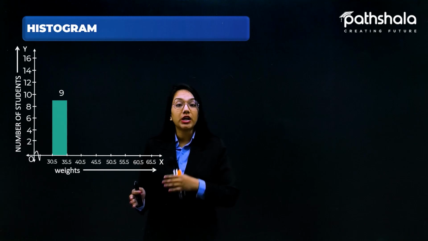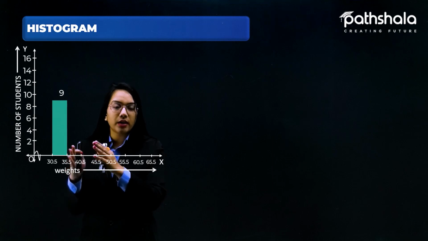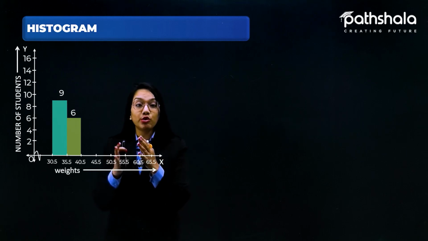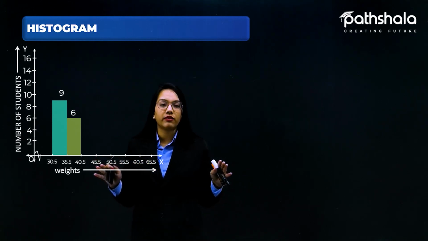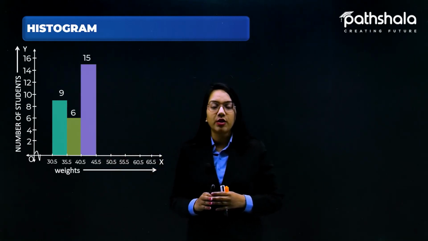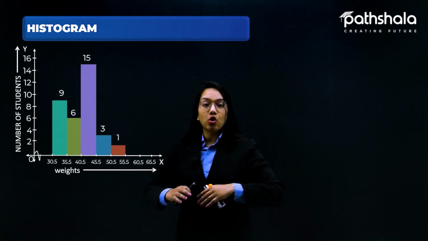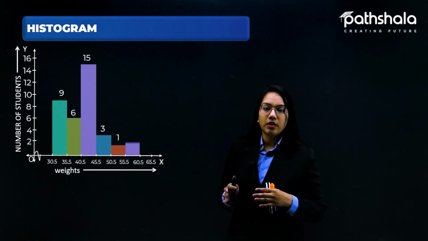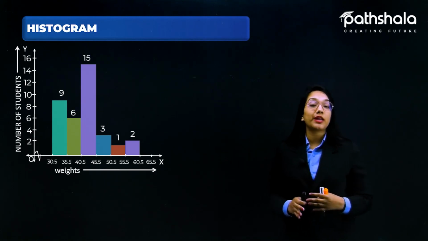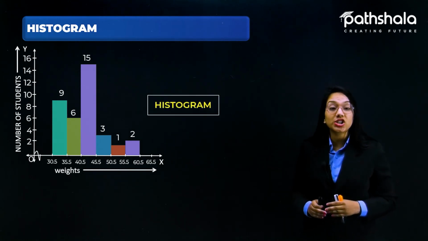For the next class interval, 35.5 to 40.5, the rectangular bar formed over here would be this, having the frequency 6. Now they are combined together. There is no gap in between, unlike the bar graph. Continuing further, for 40.5 to 45.5 the frequency is 15, further we have the frequency 3, further we have the frequency 1, and for the next one the frequency is 2. So this type of representation of the data is called a histogram.